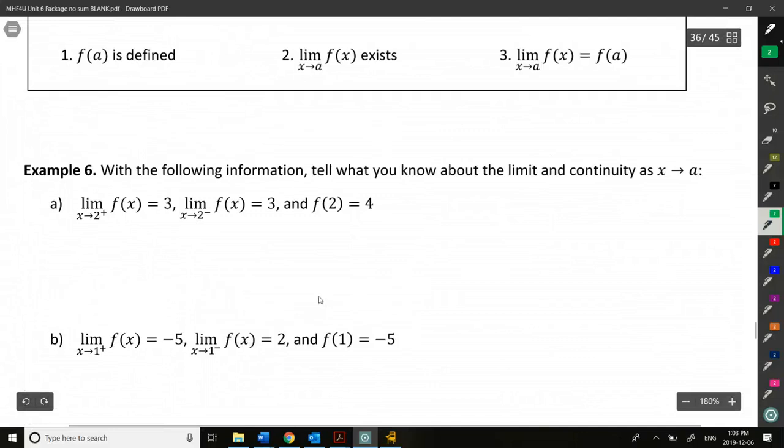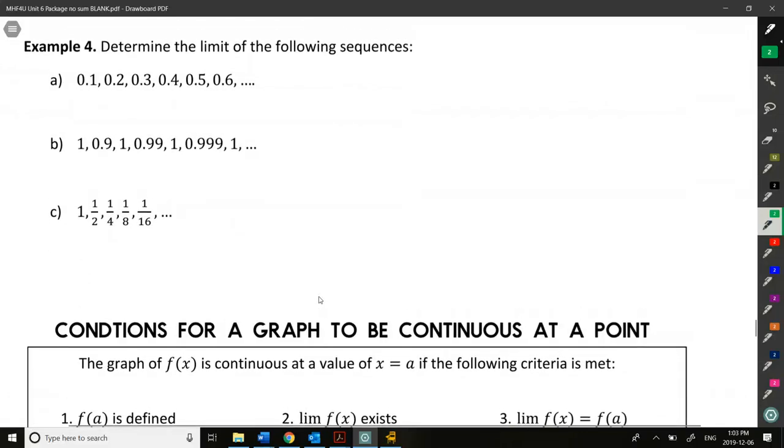Oh, sorry, I forgot that I added this. Okay, so you will also see in some of your work that it's going to ask you to determine the limit of a sequence of numbers, so a particular set of numbers that goes on and on. So this one, is this approaching any particular value? Infinity.